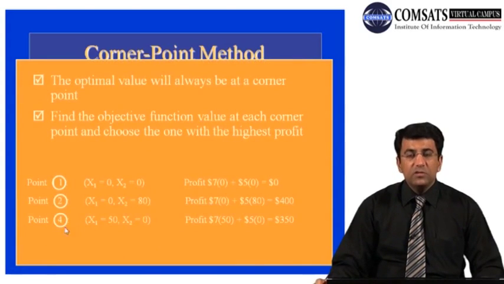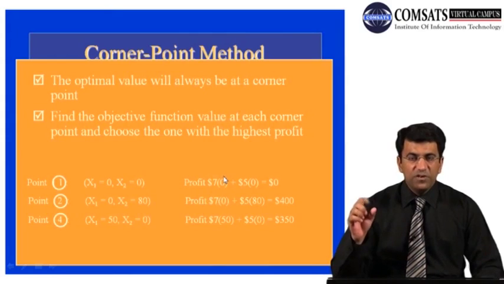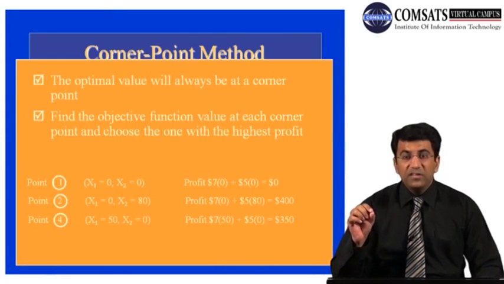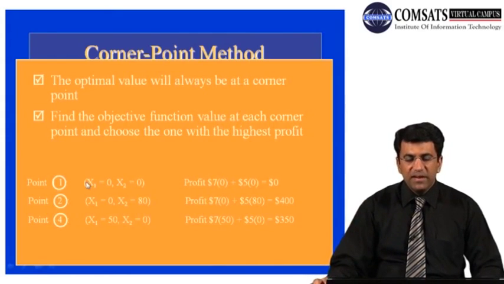Now these are the 2 points whose coordinates we already know. At the first point we have x1 equal to 0, x2 equal to 0. That is a very basic solution in which we are not interested, of course, because we don't produce anything. If we put these x1 and x2 values in the profit function, our basic profit function was 7x1 plus 5x2, we get profit equal to 0. So this is the solution in which we are not interested.